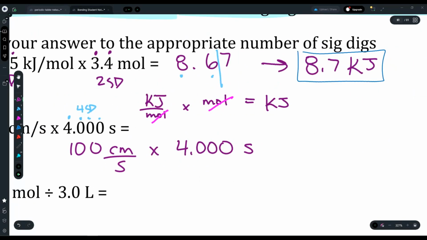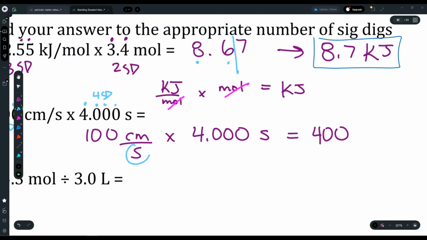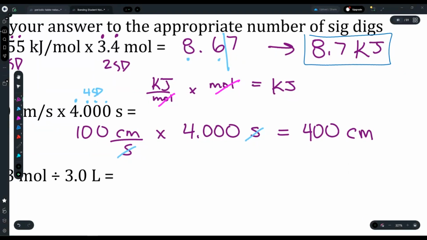So 100 times 4, that's going to give us 400. Now, what are our units? Well, we have seconds in the denominator, seconds in the numerator. Therefore, seconds cancels out. What are we left with? Centimeters. So this is going to be 400 centimeters. And it's already in 3 sigdigs here.